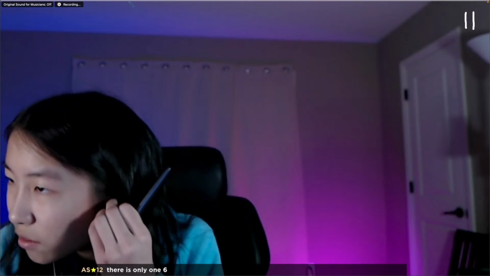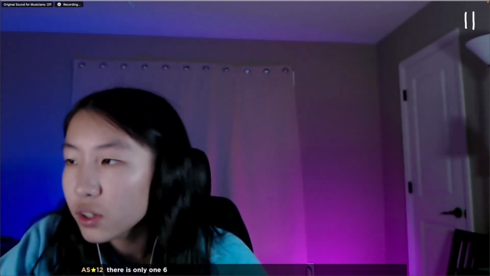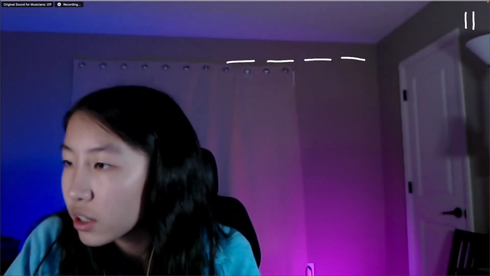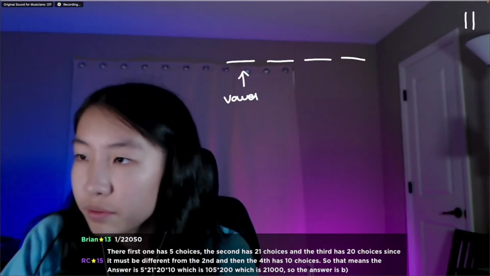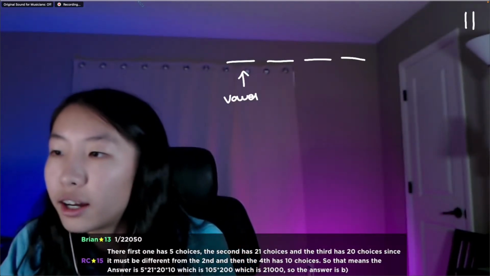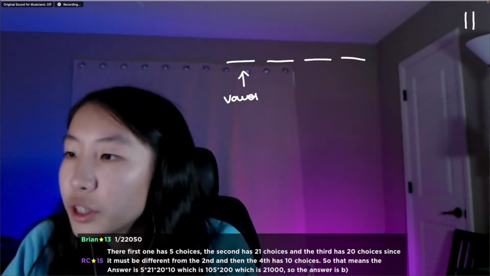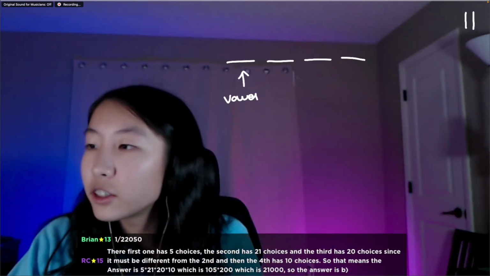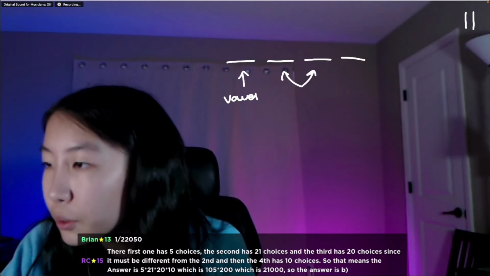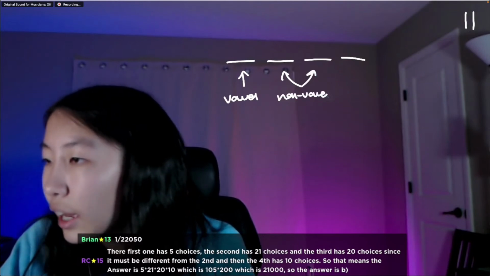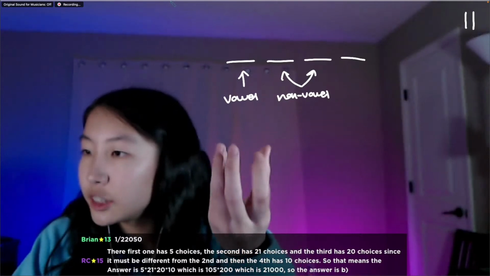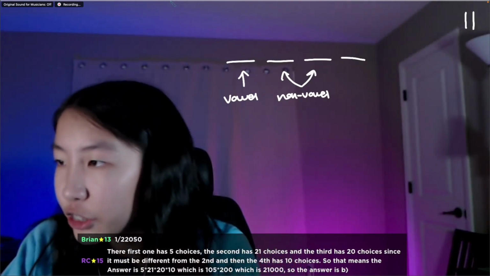Okay, it looks like we have another counting problem. So in a small country of Mathland, all license plates have 4 symbols. So 4 symbols, that's important. The first is a vowel. And then after that, we have the second and third, which have to be 2 different letters among the 21 non-vowels. That's just saying consonants. And then our final symbol is going to be a digit.